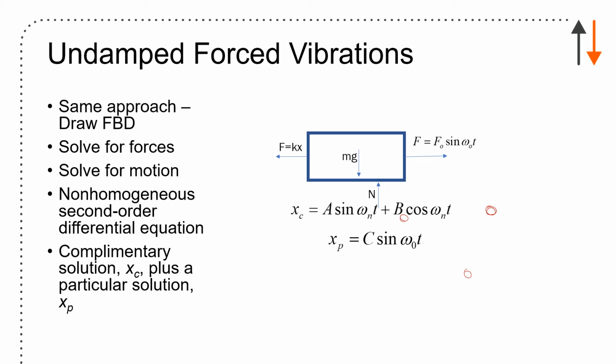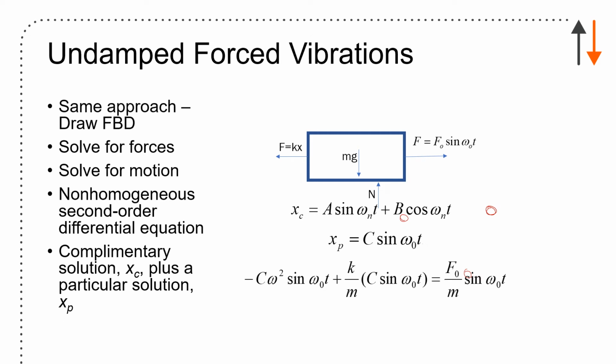I have x complementary, which is in terms of the natural frequency: A sine omega n t plus B cos omega n t. And the particular solution is sine omega naught t, because the forcing is sine omega naught t too. These are a lot easier because I'm using forcing based on sines and cosines. You can do forcing with anything you want, square waves, triangle waves, and it becomes more challenging to describe the forcing frequency. You can do random signals too.